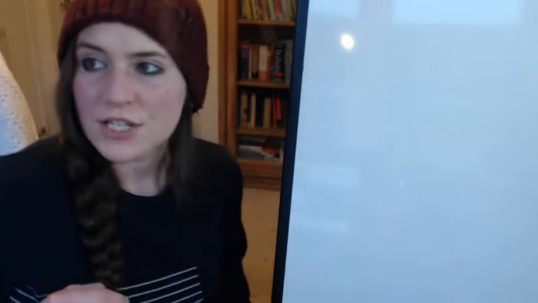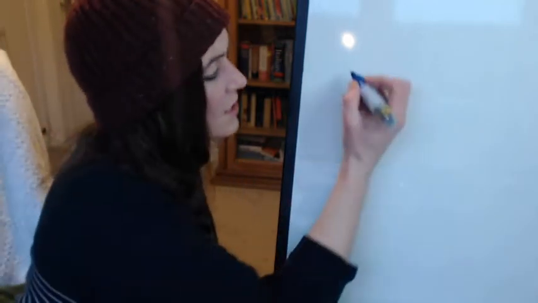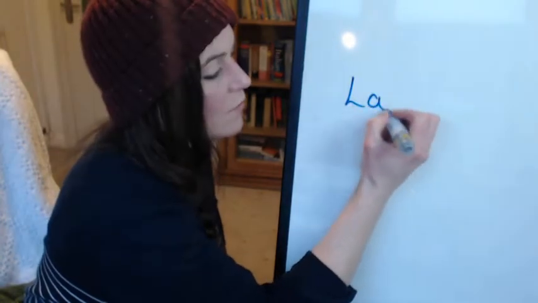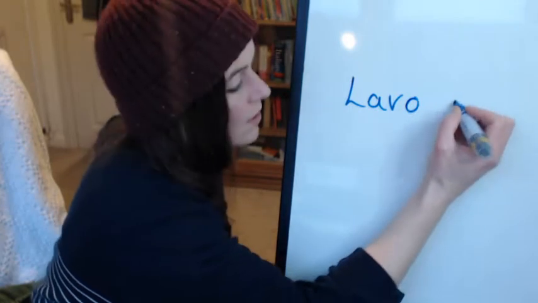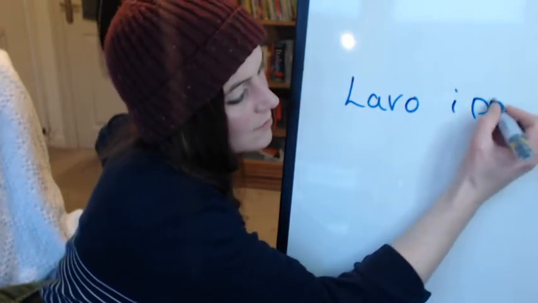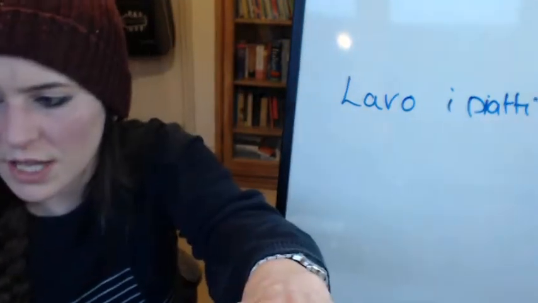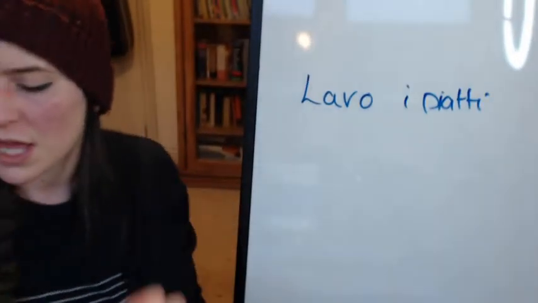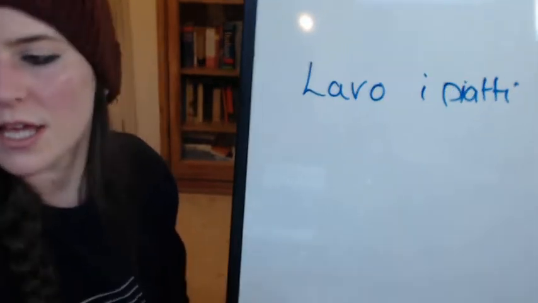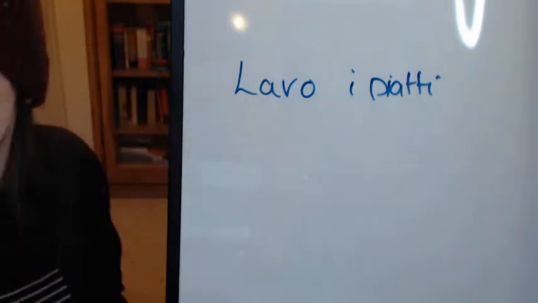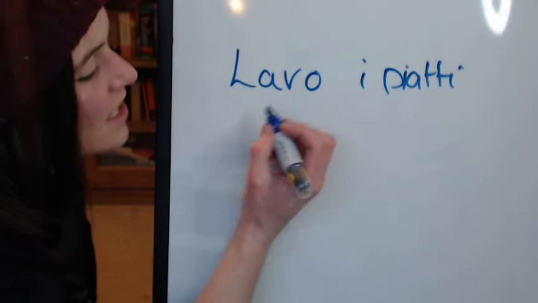Okay, so let me see. If I wanted to change a sentence from, say, just the normal present tense, here's an example which is on my handout. Lavo i piatti. I am washing the plates. I'm doing the dishes. Okay, lavo i piatti. And I want to change it into the stare plus the gerund form.